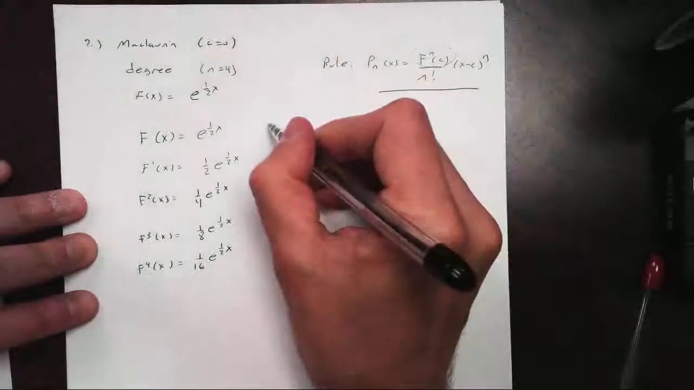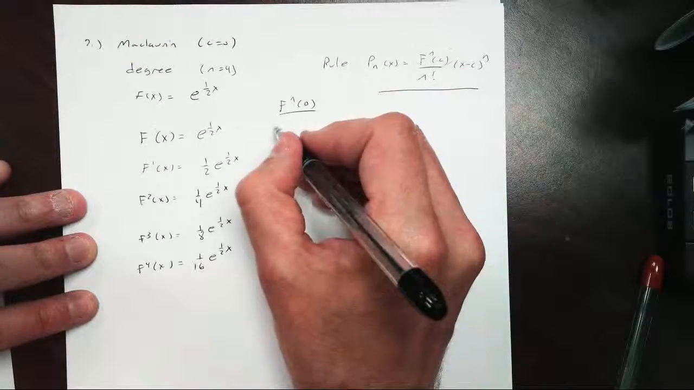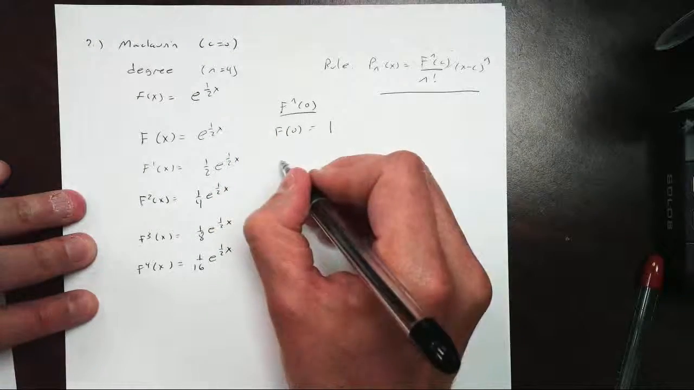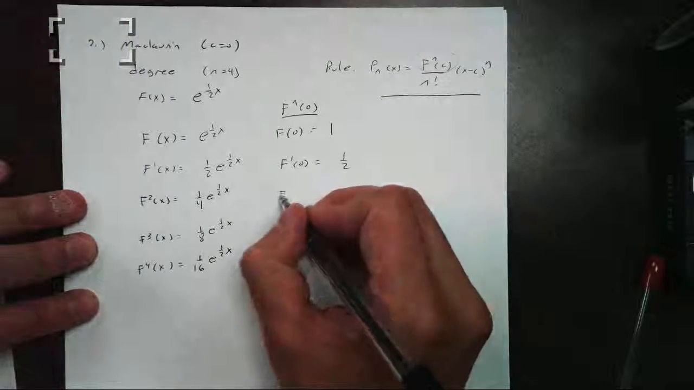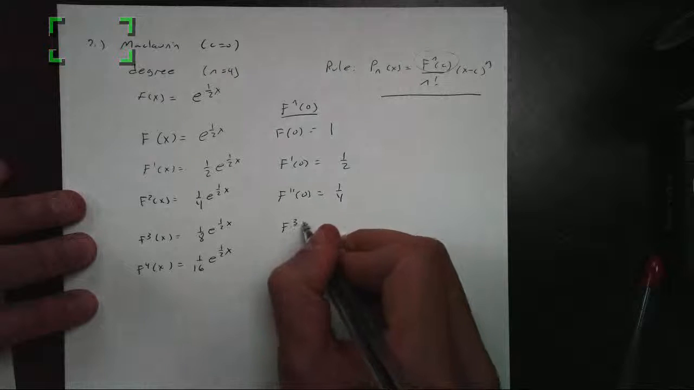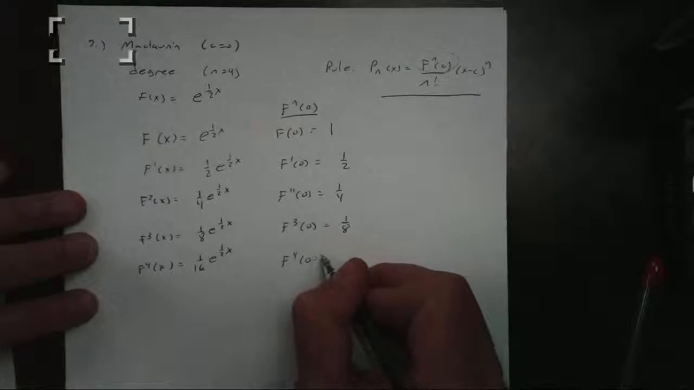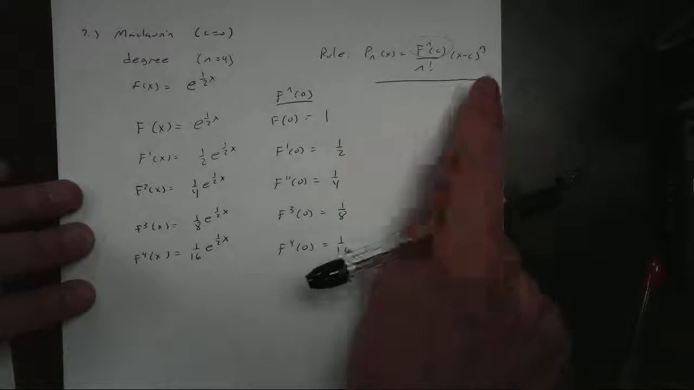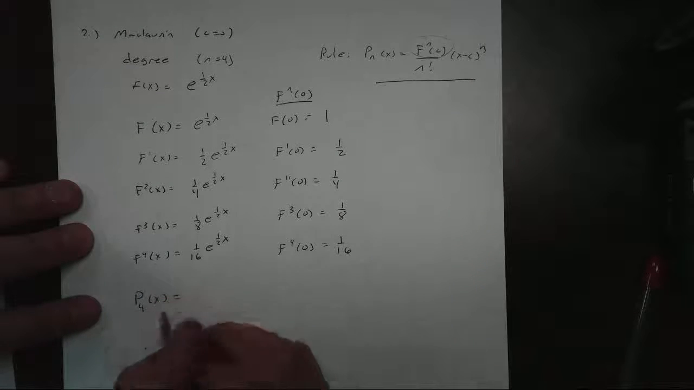Now, because it is Maclaurin, I'm looking for these values at 0. Here, easy, f of 0 is 1. f prime of 0, just 1/2. The second derivative at 0, 1/4. The third derivative at 0, 1/8. And the fourth derivative at 0, 1/16. So now I'm ready to write out my polynomial, my Maclaurin polynomial of 4th degree.